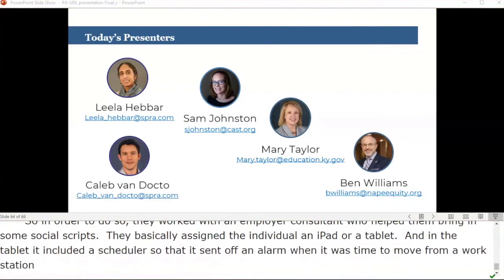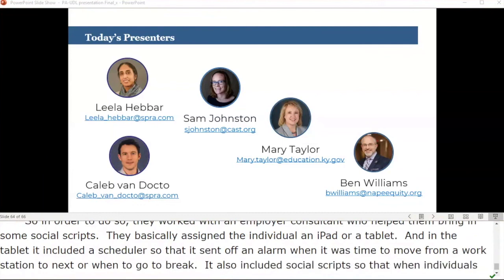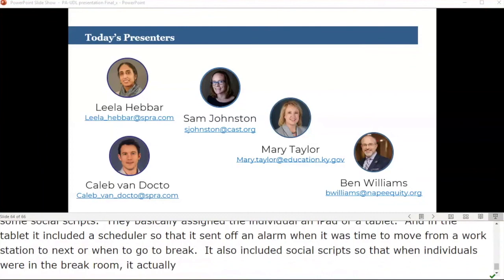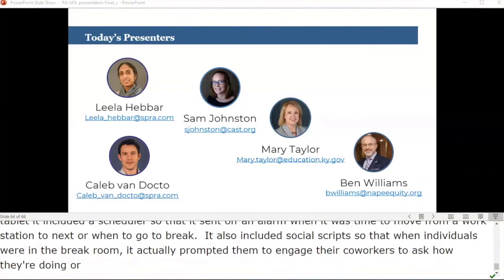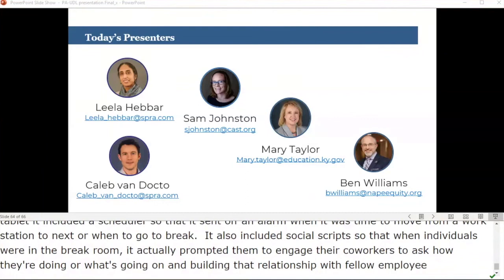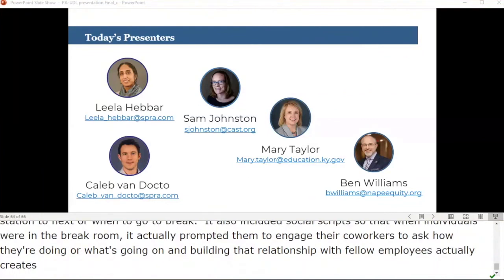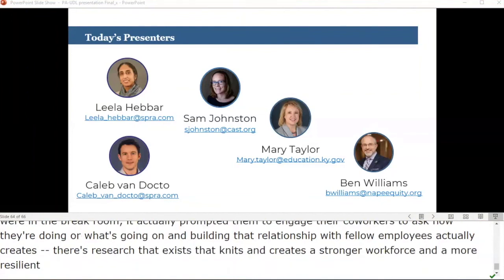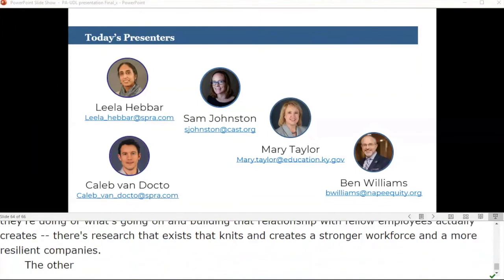It also included things like social scripts so that when individuals were, say, in the break room, it actually prompted them to engage their coworkers to ask how they're doing, or what's going on, and building that relationship with fellow employees actually creates a stronger workforce. There's research that already exists behind this, but that ultimately creates more resilient companies.